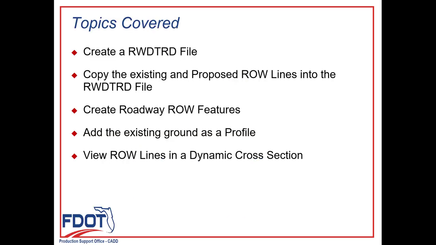Topics covered. We'll create an RWDTRD file. We will copy the existing and proposed right-of-way lines into the RWDTRD file. We'll then create roadway right-of-way features. And then we'll add existing ground as a profile so that we can view our right-of-way lines in a dynamic cross-section. Let's jump into OpenRoads Designer.